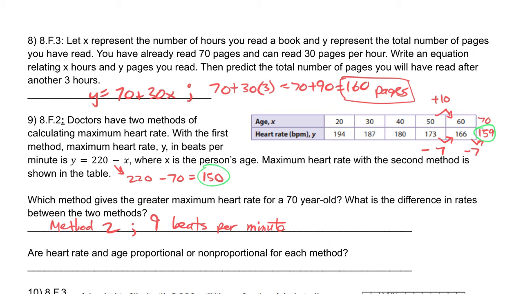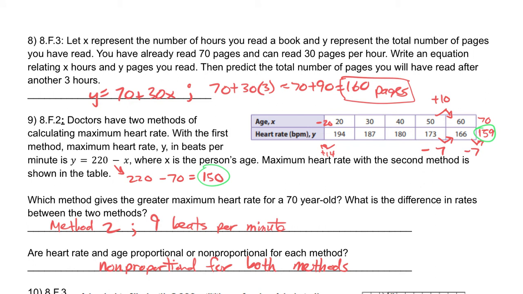Well, it's probably going to be the same. It's definitely non-proportional with method 1. And if I subtract 20, that brings me to 0. So I would have to add 14. I'd have to add 14 to go back. So it's non-proportional for both methods.